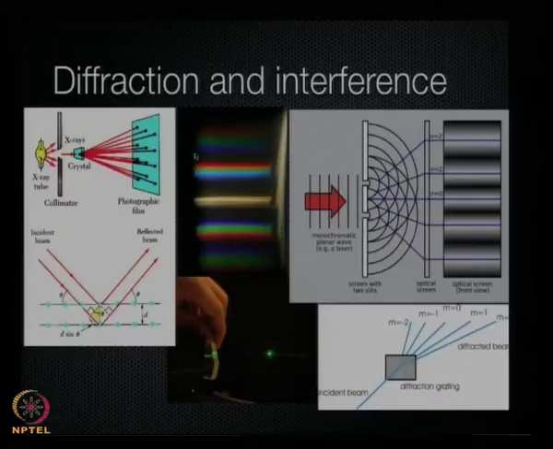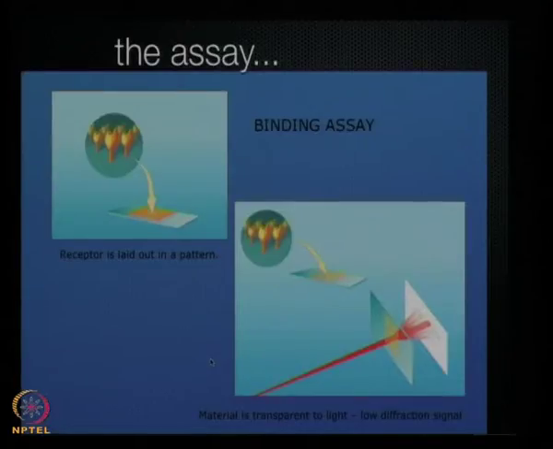So in the middle part of this slide, we see a beam of light passing through a diffraction grating, and it shows the main beam and a lot of little beams that are generated. And the pattern of this diffraction image depends on the pattern of the grating. So let me show how we can use the principles of diffraction to actually measure the interaction between molecules.